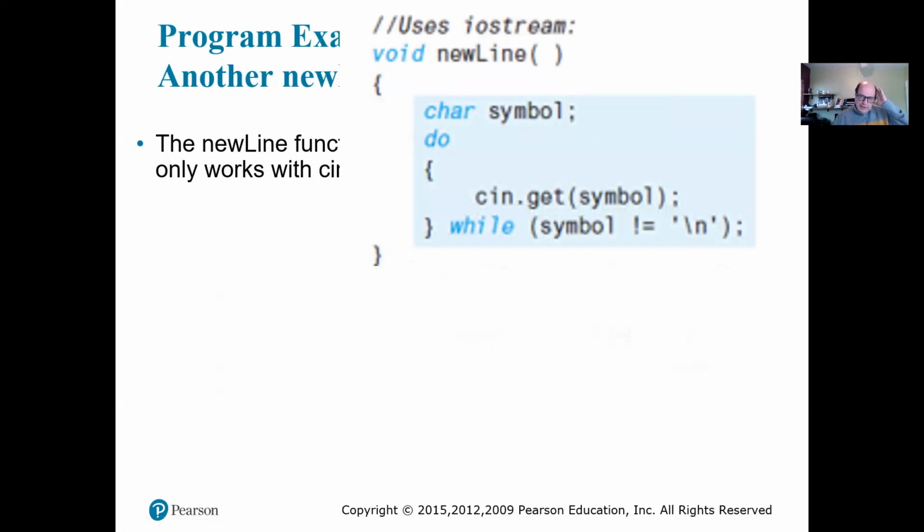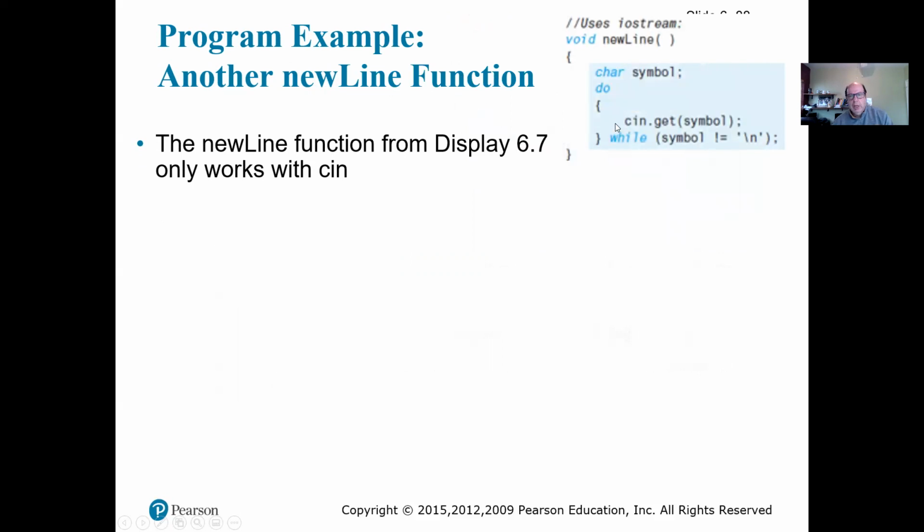Let's look at the new line function. For the new line function here, I have the symbol, I have cin.get, while symbol is not \n. So this can only be used with cin. I cannot use this with my input file stream.